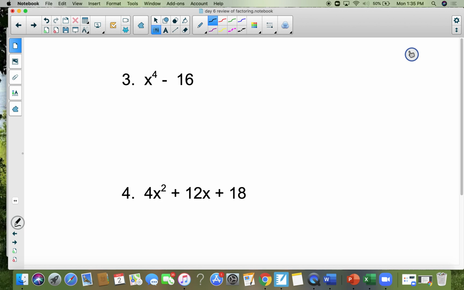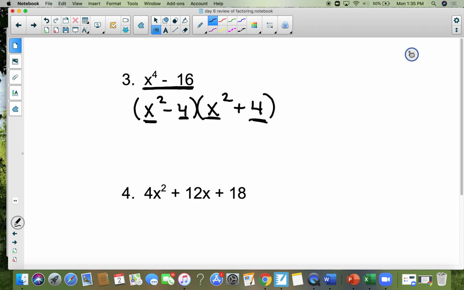This one doesn't have a GCF, but this one is x squared minus 4 and x squared plus 4. Remember, this is 2 perfect squares on either side. So that's one method, but remember, today's lesson is 2 methods. So remember that if this is a perfect square and this is a perfect square and there's a minus sign, you can break it up again.